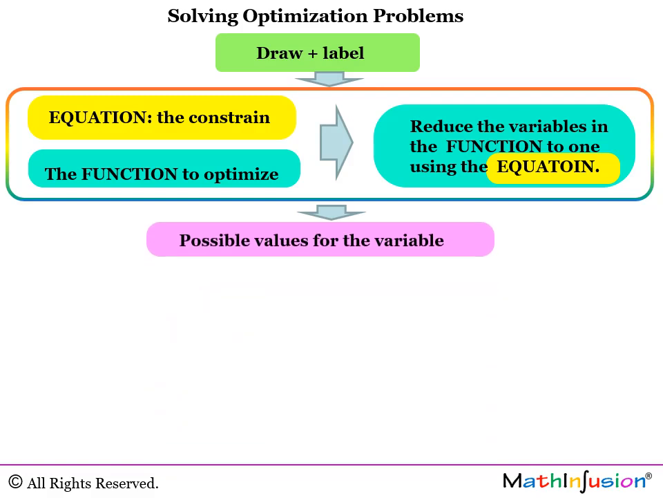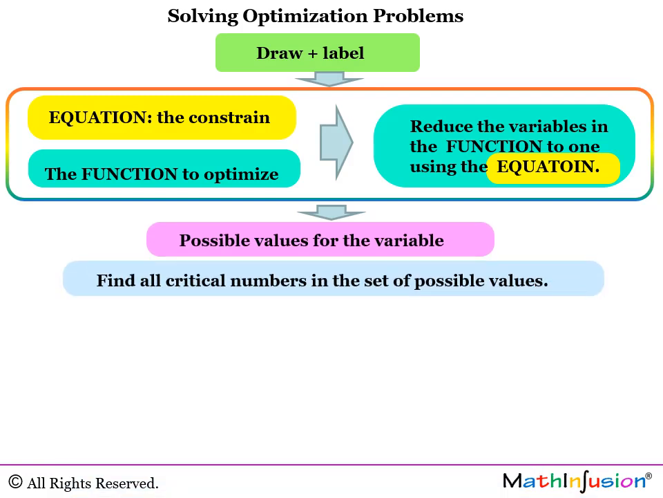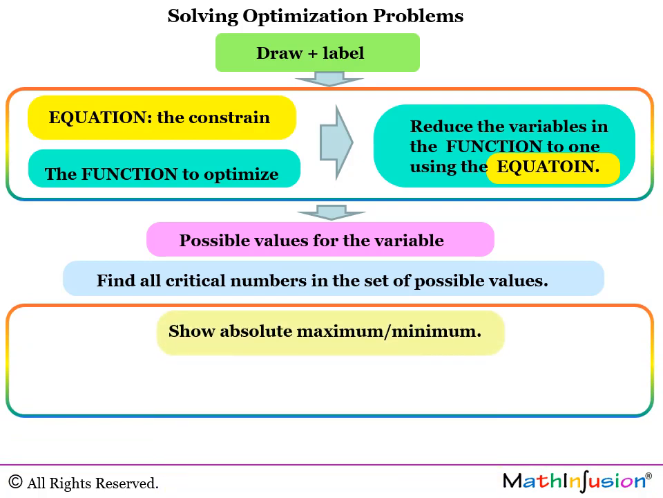Now we are thinking about possible values for the variable. And we always need to find the critical numbers in the set of possible values. For example, many times because it's word problems and real-life situations, there will be a restriction also that the variable has to be non-negative. So if you get a critical number which is negative, you shouldn't care about it. Now we have to show that indeed we get an absolute maximum or minimum. And we have two cases.